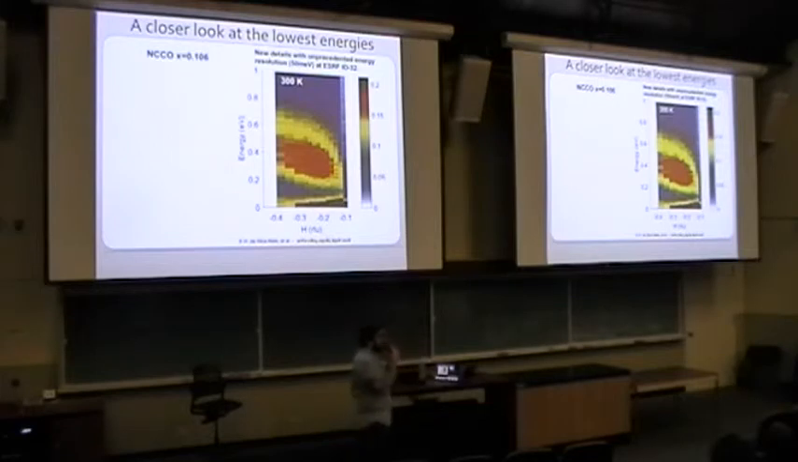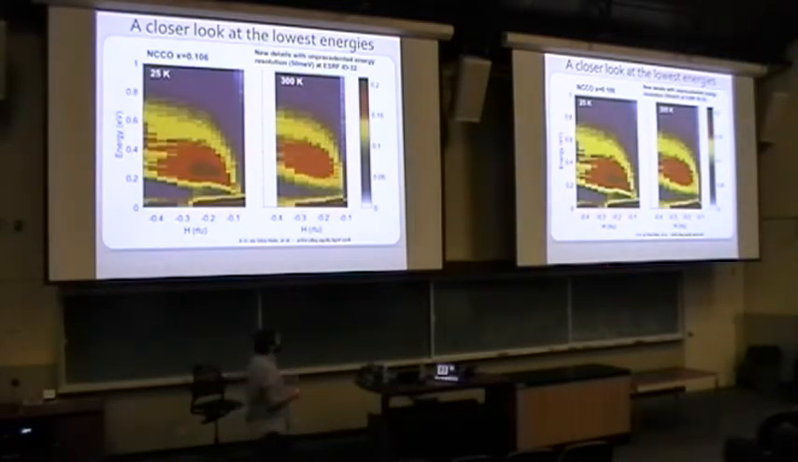Now, what I'm going to show here is the limit of what the instrument can tell you. At 300 Kelvin, you see the paramagnon dispersion here. I didn't fit this, but it roughly has this form. But when you go to 25 Kelvin, here's the paramagnon dispersion at 25 Kelvin.